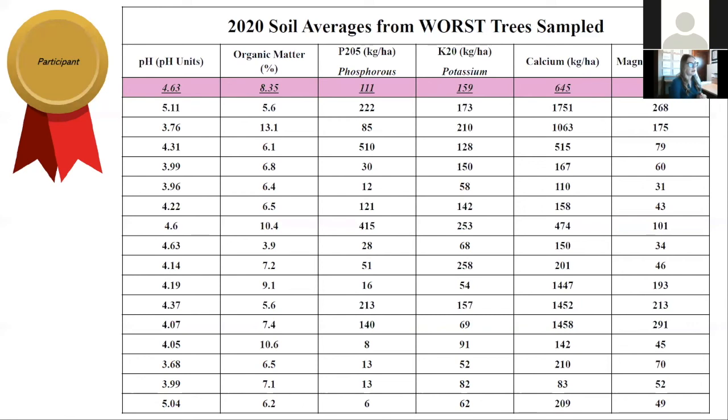Phosphorus, we were looking at 111 from our other trees, and you can see in our worst trees, we've got some as low as 6, 8, 12, quite a bit lower overall. Potassium, we were aiming to be over 150, so quite a few of those did accomplish that. However, we also have some that are in the 50 ranges.